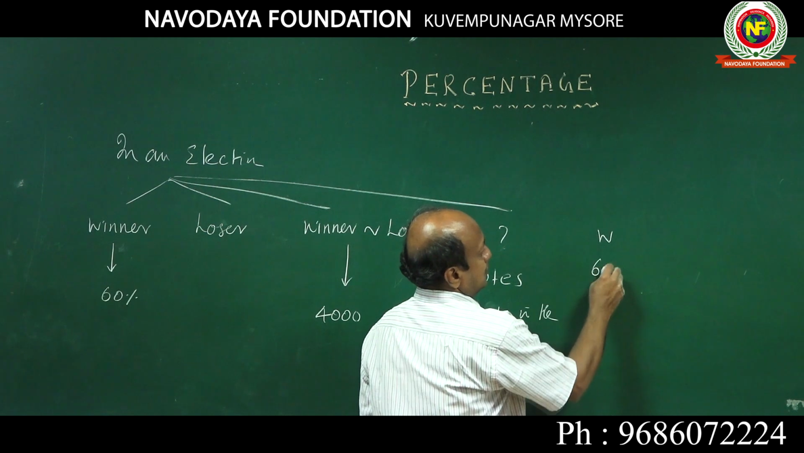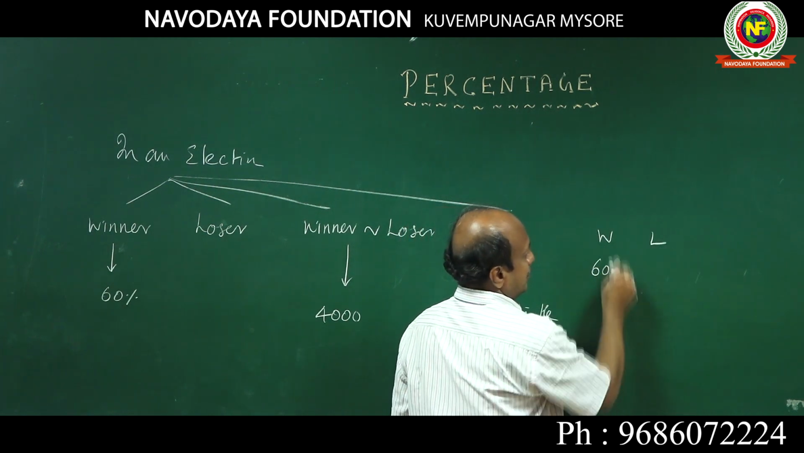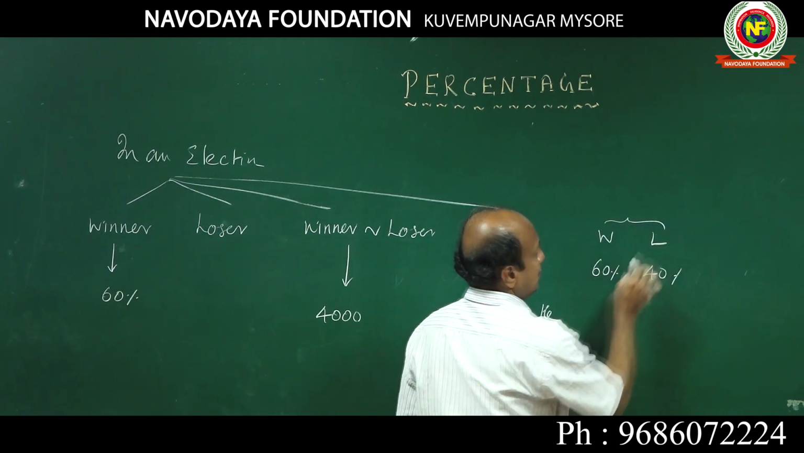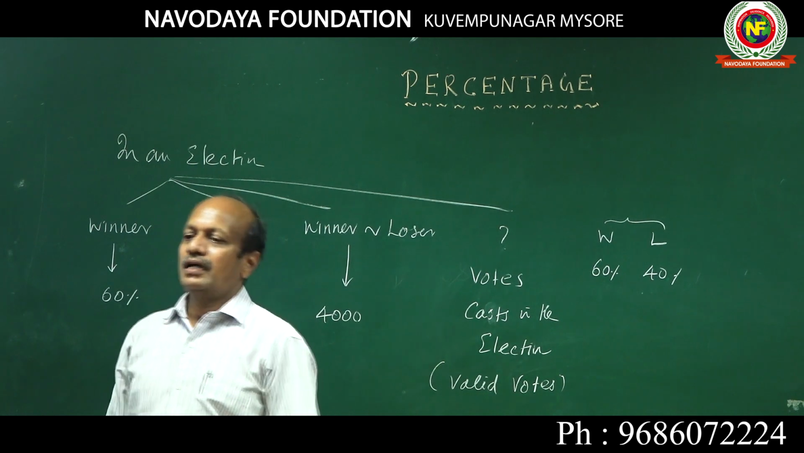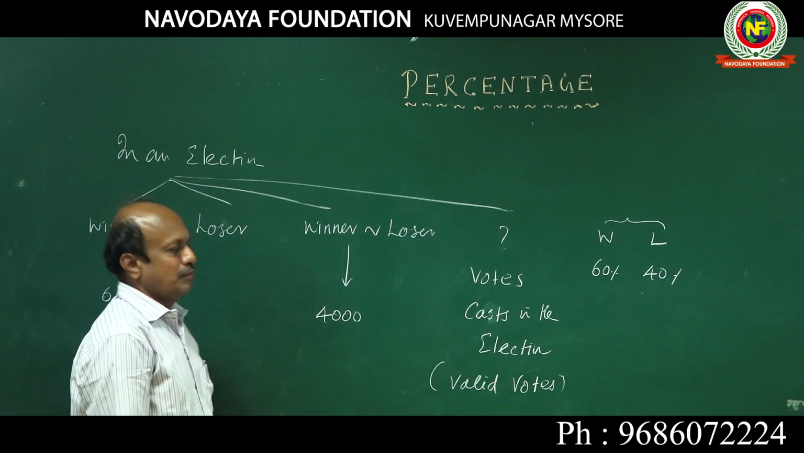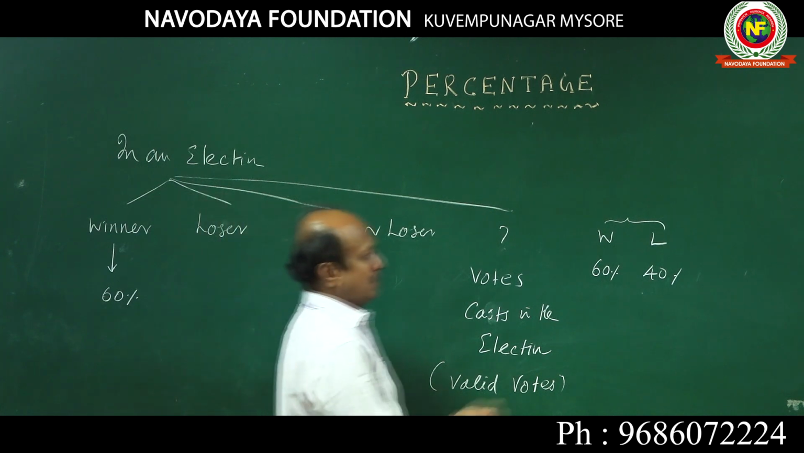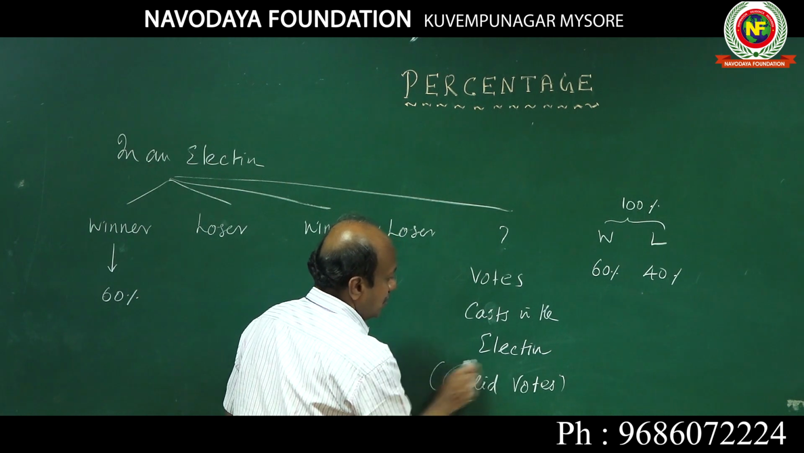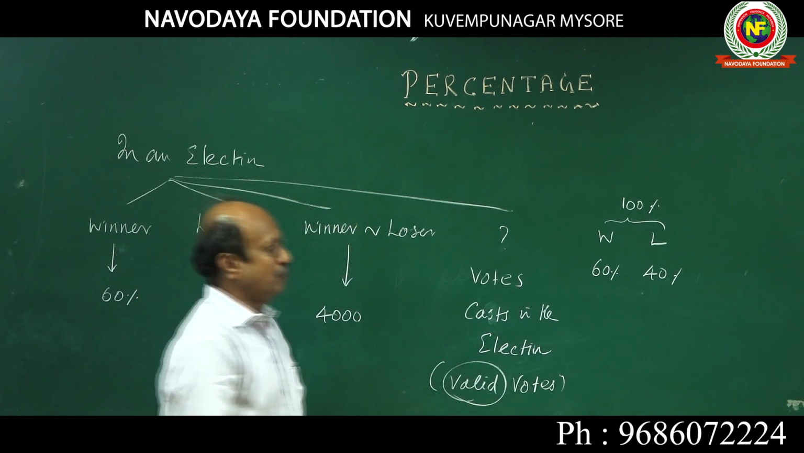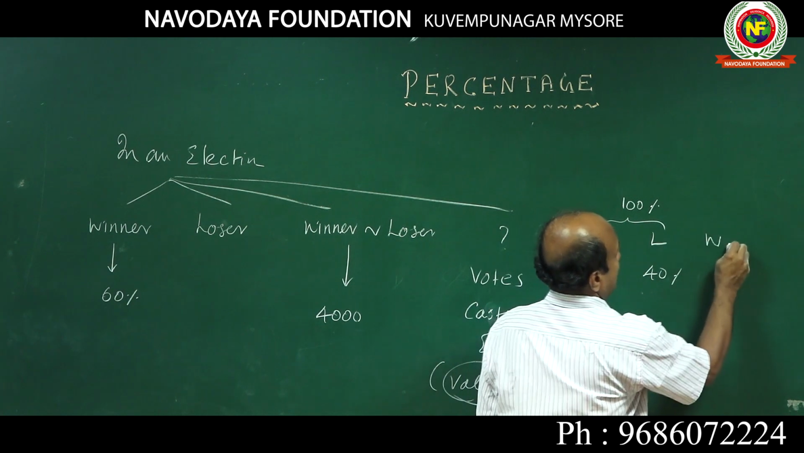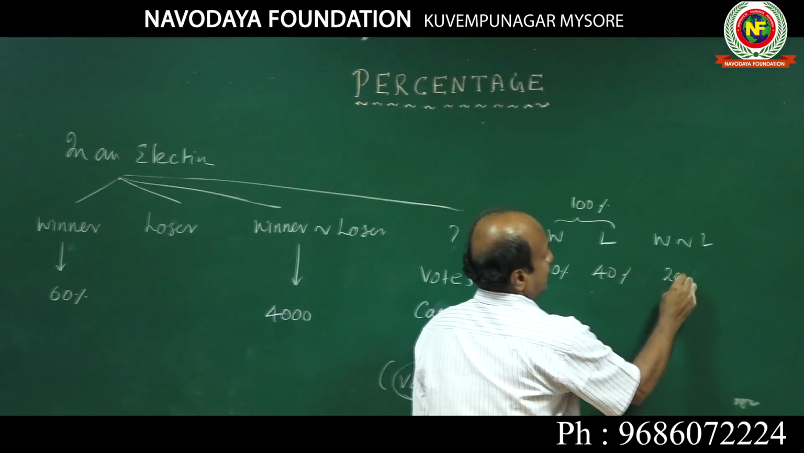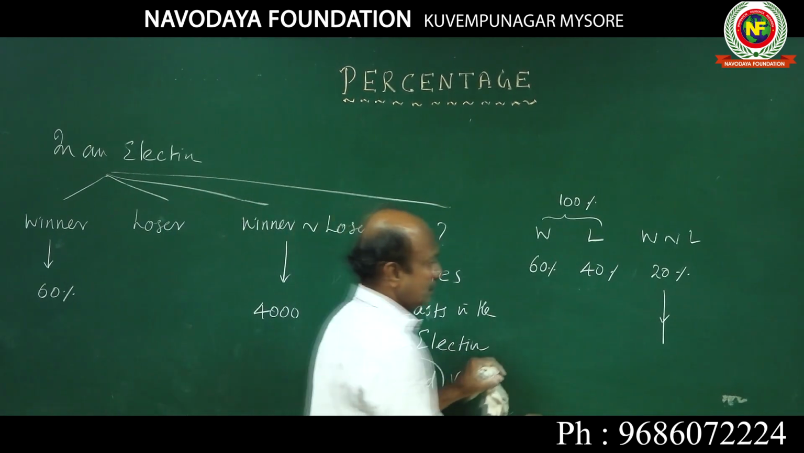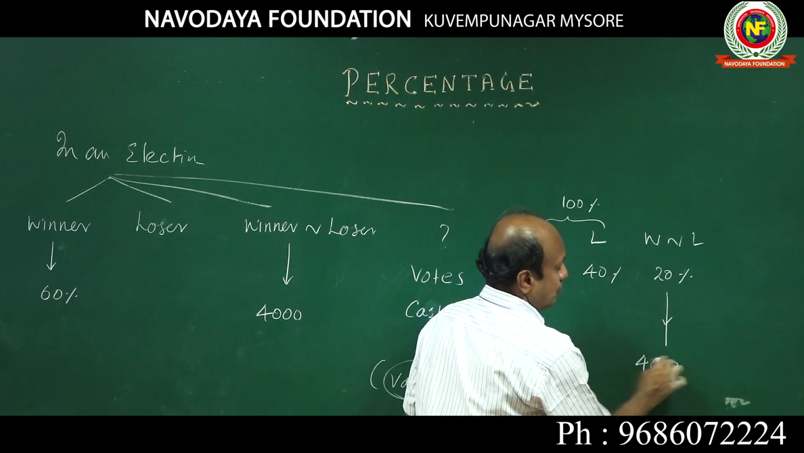Winner has secured 60%. Loser has secured how much? 40%. How does this come to 40%? Because there are only two candidates. One is the winner, another is the loser. If the winner has secured 60%, naturally the loser will get 40%, because percentage is nothing but out of 100. And one more condition is given, all are valid votes. What is the difference between winner and loser? It is nothing but 20%. This 20% represents how much? 4,000. This 20% represents 4,000.